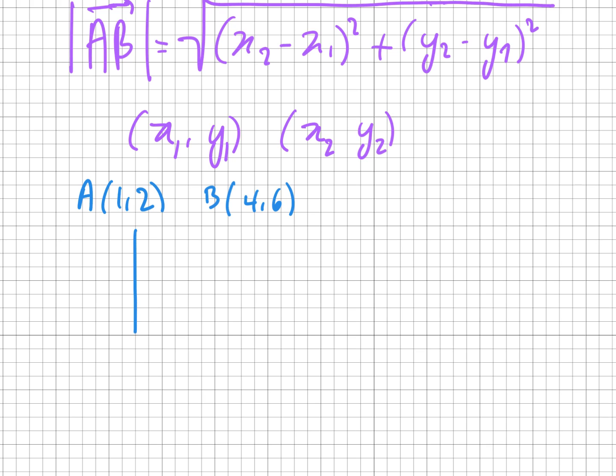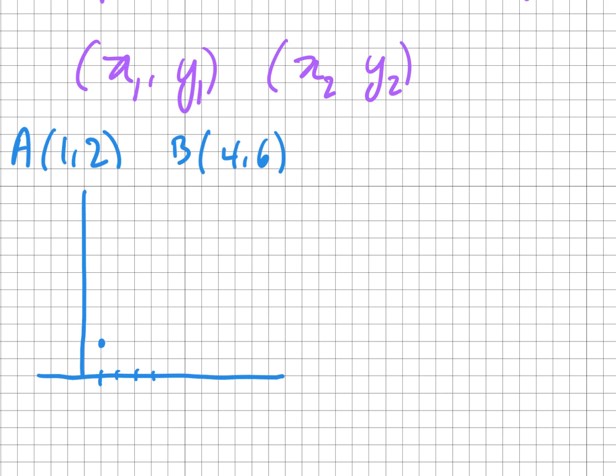Let's graph it first. Remember, graphing is cool. So here, this is going to be 1, 2, 3, 4. And then let's say 1, 2 is somewhere here. Okay, and then 4, 6. 1, 2, 3, 4, sorry, 5 and 6. This is your 6. Okay. This is your 4. And it's going to be there.